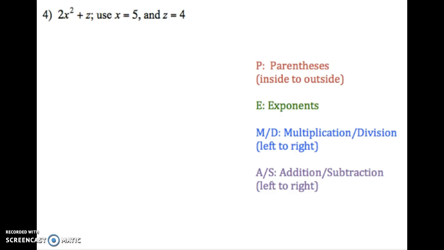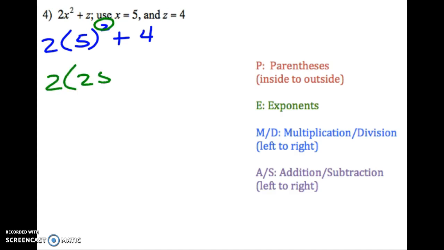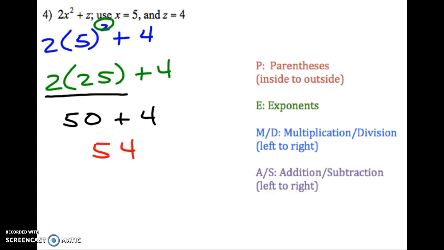For number 4, once again, we're filling in first. Put the 5 in for the x. Put the 4 in for the z. This time we actually have an exponent. So we got to square the 5 first. So 5 squared should give us 25. Take care of the multiplication next. So 2 times 25 should give us 50. Add the 50 and the 4, and we should get 54.